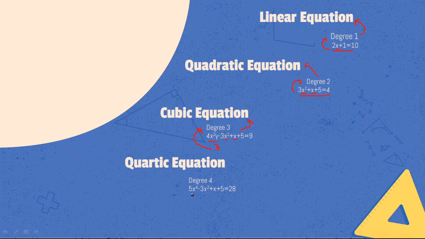Same is the case here. Here the highest power is 4. That's why it has the degree 4. The equation that has degree 4 is called a quartic equation.